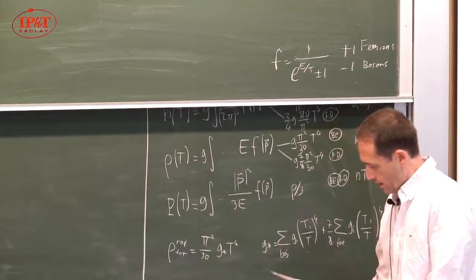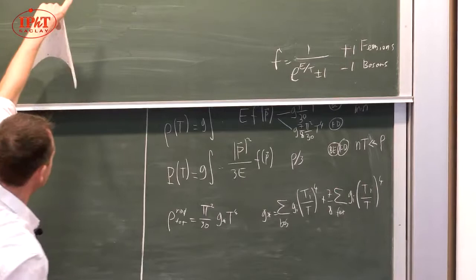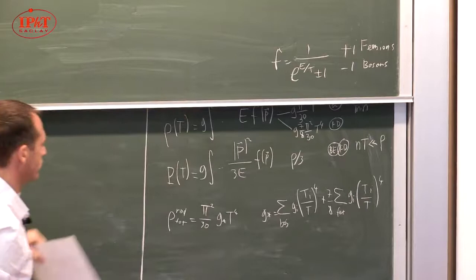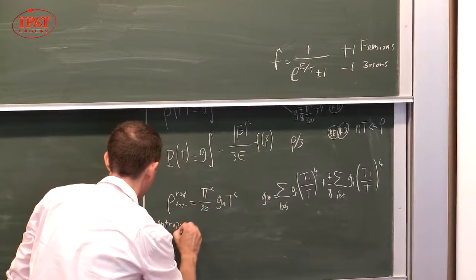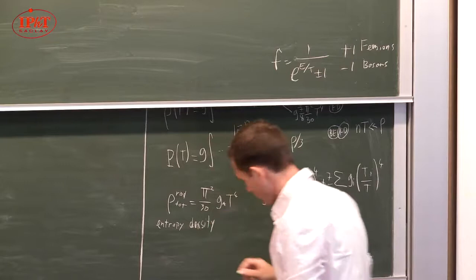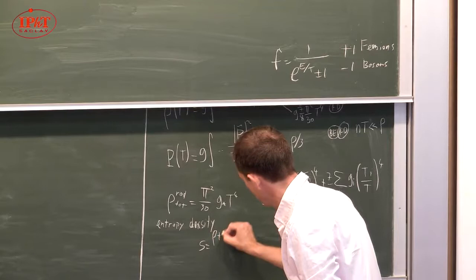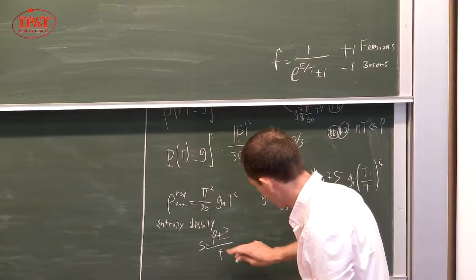And this is what I've been using there. So you see that I translated the total radiation into exactly this expression here, so g star and T to the fourth. Under the square root gives you T to the second. And finally, we need another quantity, which is the entropy density, which is defined as P plus rho divided by the temperature, as it comes from thermodynamics.